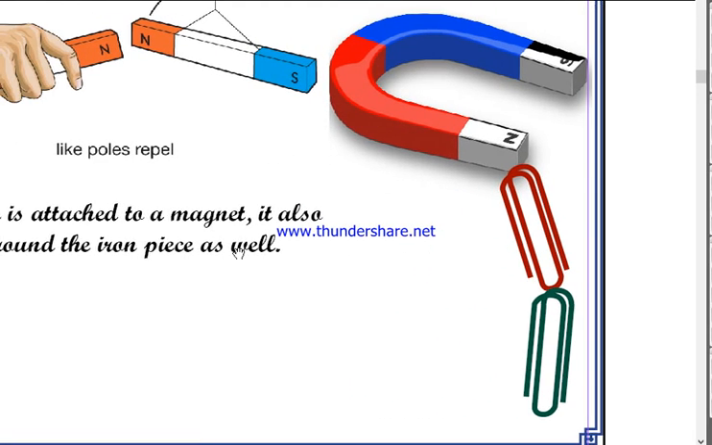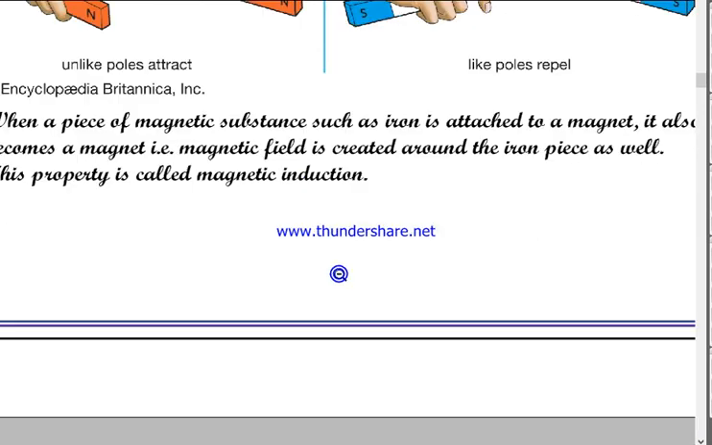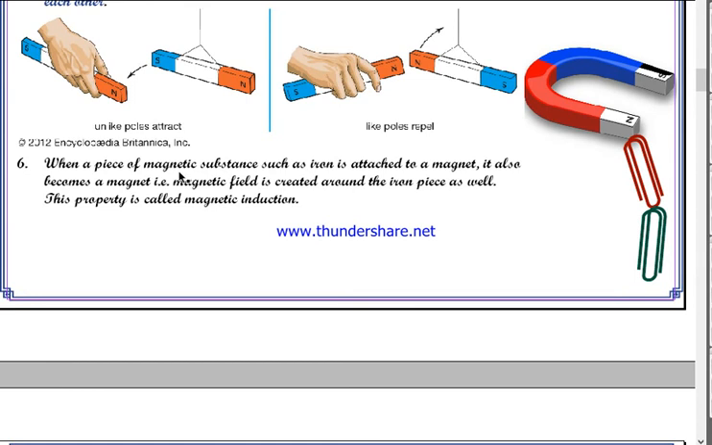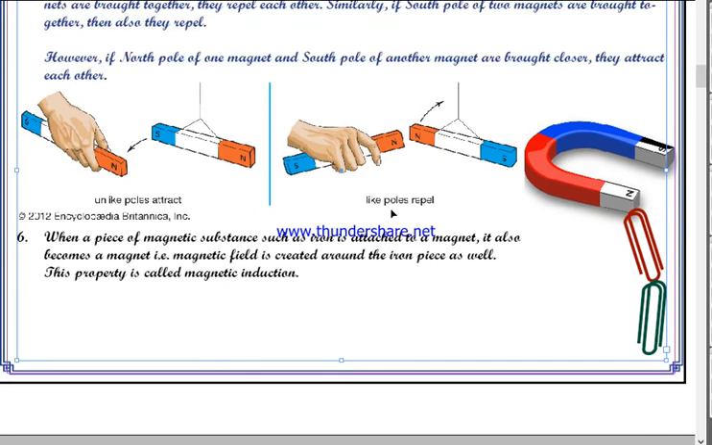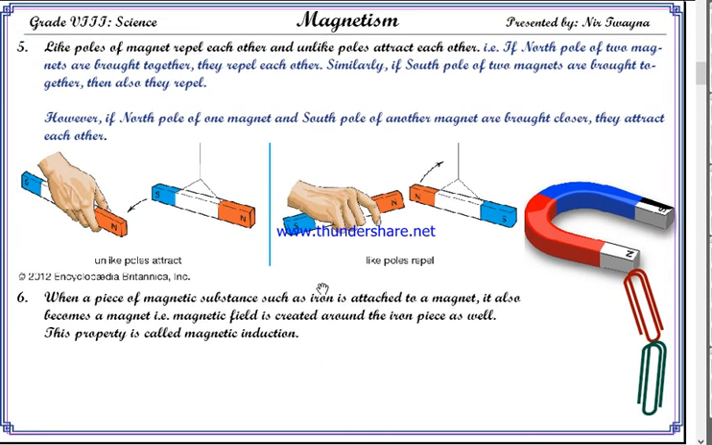Understood? That is what is said by this paragraph. It says, when a piece of magnetic substance such as iron is attached to a magnet, it also becomes a magnet. That is, magnetic field is created around the iron piece as well. This property is called magnetic induction. Any confusion up here? No confusion. If there is no confusion, then okay.